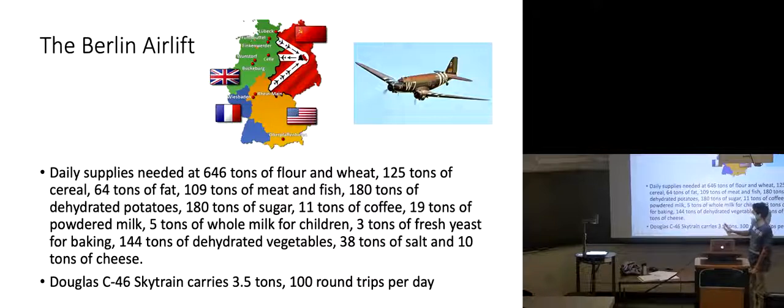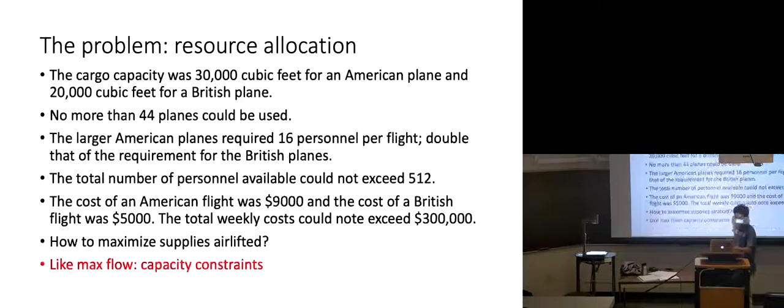Flow basically says you had constraints that were given by the capacities, and then you just wanted to maximize how much you can send. But here you have multiple commodities, and you wanted to send. And so it's essentially a resource allocation problem. And this comes up a lot in any kind of optimization setting where, like, these are things like said, okay, the cargo capacity is this much cubic feet for an American plane. You could use at most that many planes per day.